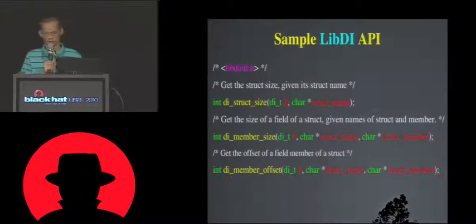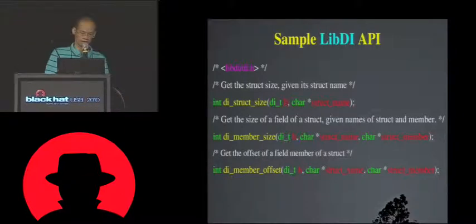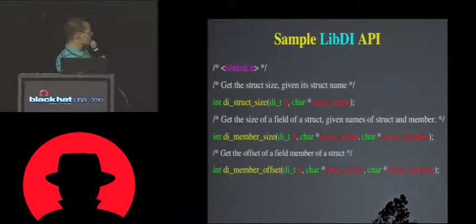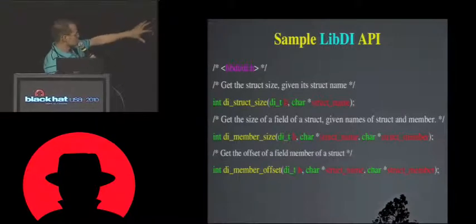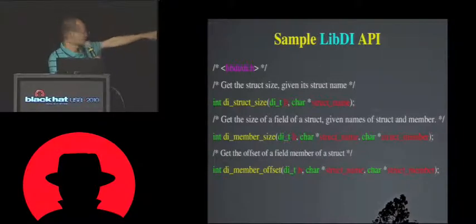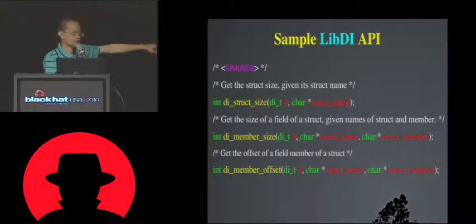So here's a simple API for LibDI. You can see that there are three functions. You can get the structure size with the top function. Just give the structure name. The second function gives you the size of the member inside the structure. Just give it the structure name and the structure member name. The last function gives you the offset of that member. Give it the structure name and member name.